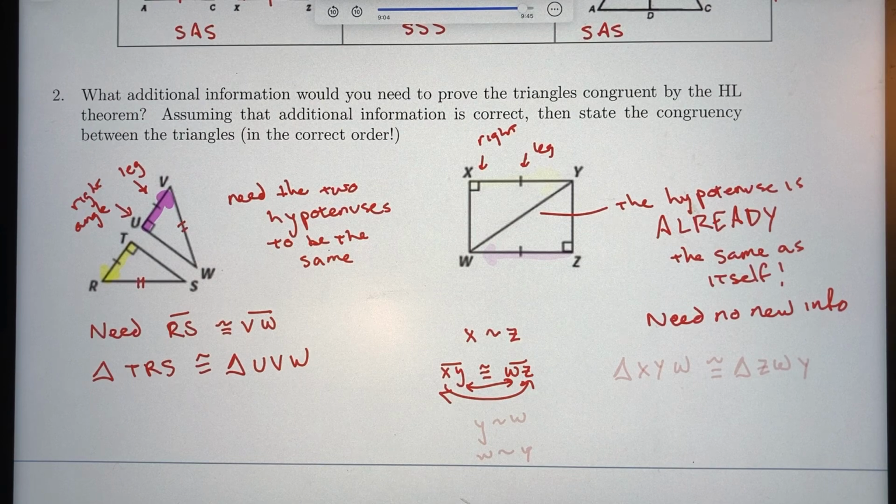So if I'm going to start tracing things out, the first triangle is going XY in that direction. The second triangle is going ZW in that direction. So okay, notice that the switch happens with the Y and the W. X goes with Z, Y goes with W, and W goes to Y. So you've got to make sure that you are watching the order.